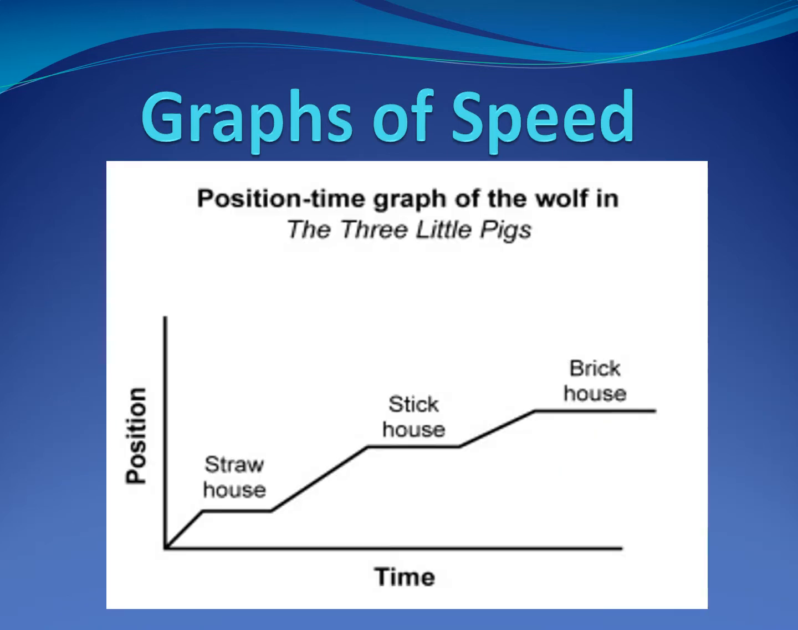So here is our position time graph for the wolf and the 3 little pigs. We see that he did stop at all 3 houses, and this is shown by a horizontal line. If we had numbers to go with position and time, we could even calculate his speed at each moment before going to each house through the use of the slope. Remember, this position time graph and the slope gives us the speed.